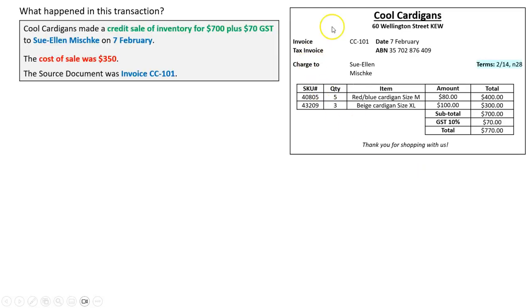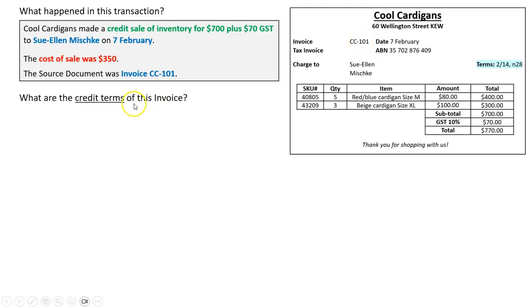So what happened in this transaction? Well, basically we could say Cool Cardigans, which is us, made a credit sale of inventory for $700 plus $70 GST to Sue Ellen Mishke on the 7th of February. The cost of the sale was $350. Now we can't actually tell that from the document, and the reason we can't tell is because in the real world, businesses don't want customers to know how much stuff costs. We don't want the customer to know how much these cardigans cost. So the only way we could do that was we were told earlier that this business applies 100% markup. So if the sale was for $700, the cost of sale must be $350. And the source document was invoice CC 101, which we got here.